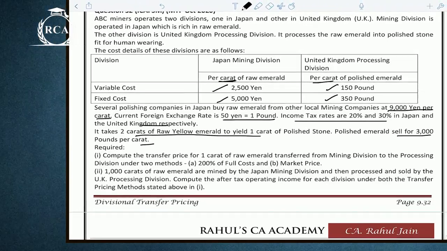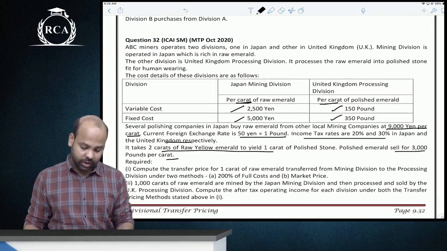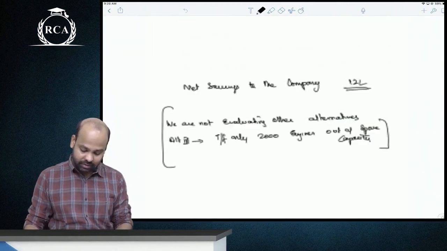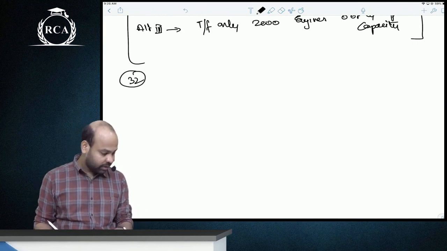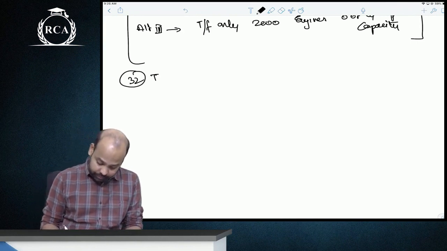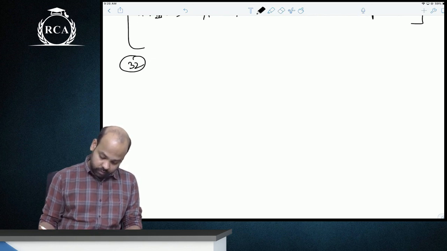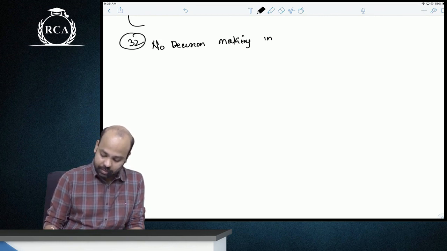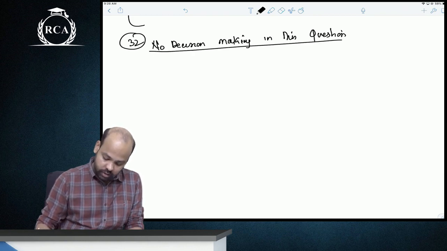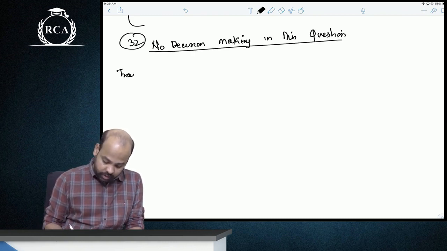Let us answer it, guys. It should not take much time. It's a simple question. We just have to compute transfer prices based on whatever is given. First, the transfer price. There is no decision making in this question. Don't write this in the exam, this is for us. Understood, sir?